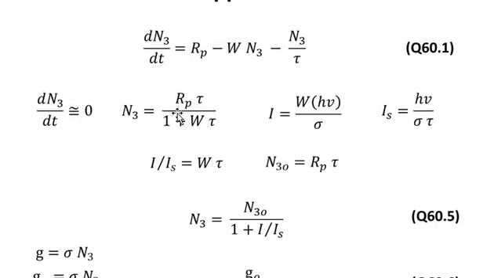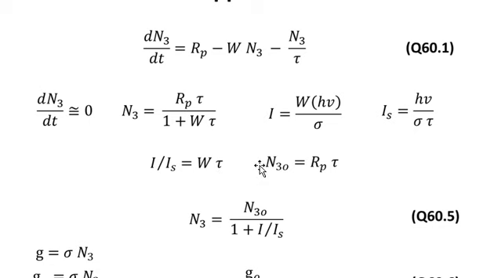So you see that once we have solved this equation, we have obtained N3 is equal to Rp tau over 1 plus W into tau, where W is the transition rate of the stimulated process and Rp is the pumping rate. The intensity, we have obtained this relation earlier, is given by W into h nu divided by sigma, where sigma is the absorption cross section of the material, especially for level number 3. The saturation intensity was equal to h nu over sigma into tau. The ratio of these two intensities, I over Is, is equal to W into tau.